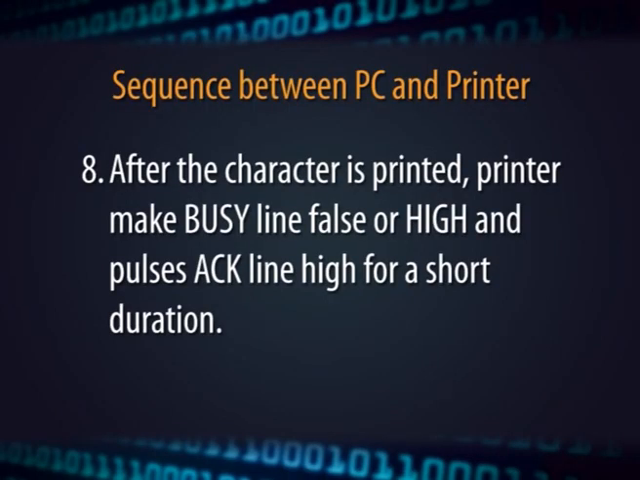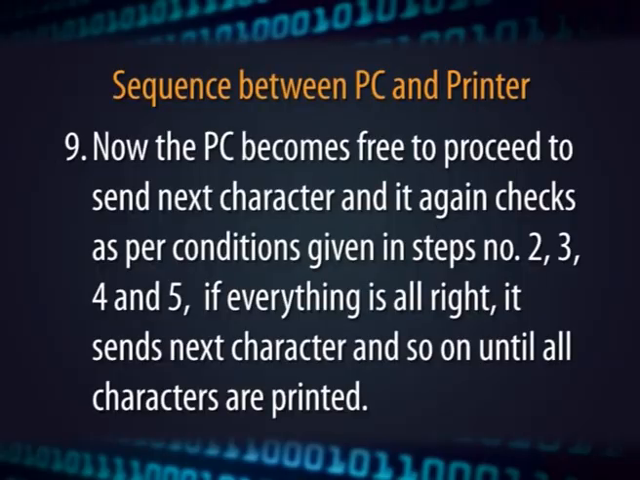8. After the character is printed, the printer makes the busy line false or high and pulses the acknowledge line high for a short duration. Note that strobe is a pulse from the PC to the printer, while acknowledgement is a pulse from the printer to the PC, confirming that it has received the character sent. 9. Now, the PC becomes free to proceed to send the next character, and it again checks as per the conditions given in steps 2, 3, 4, 5. If everything is all right, it sends the next character and so on until all characters are printed.